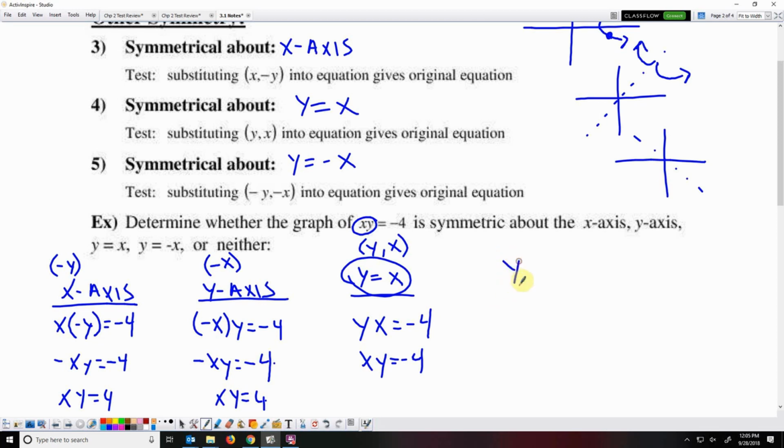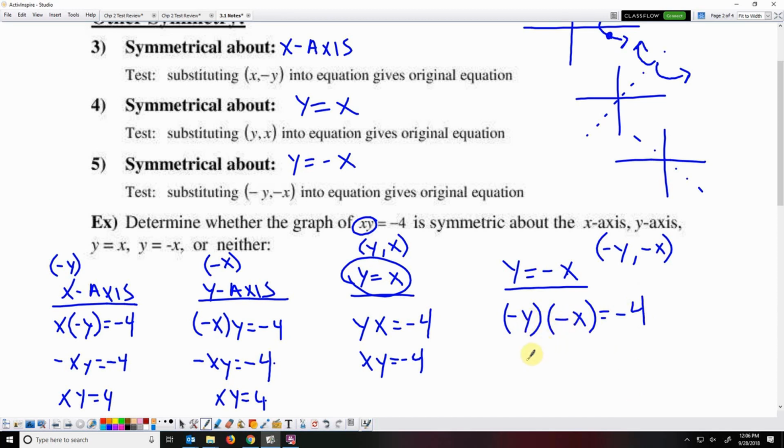And then test for y equals negative x. Well, if y equals negative x, then every y value can get replaced with a negative x. And if this is true, then x equals negative y, so every x value can get replaced with a negative y. So my x becomes negative y, my y becomes negative x, and I have to see if I can mathematically make that equal the original equation.